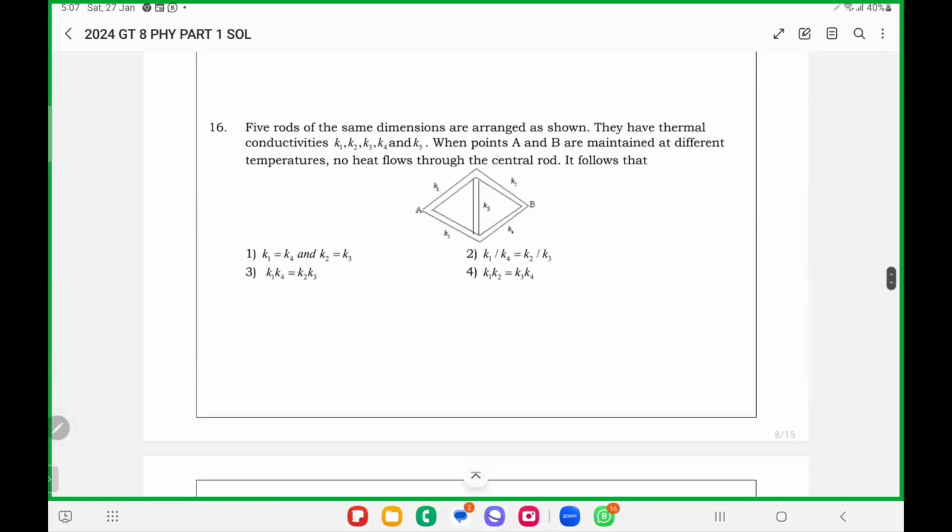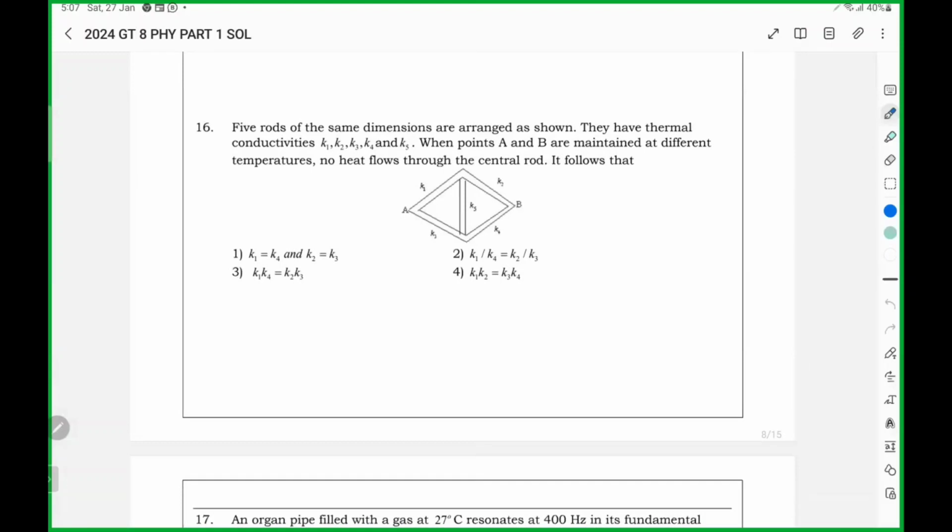So, here, when points A and B are maintained at the same temperature, let us say theta 1, theta 2, it's similar to the Wheatstone bridge in current electricity. When the bridge is balanced, R1 by R2 is R3 by R4. No current flows through this.